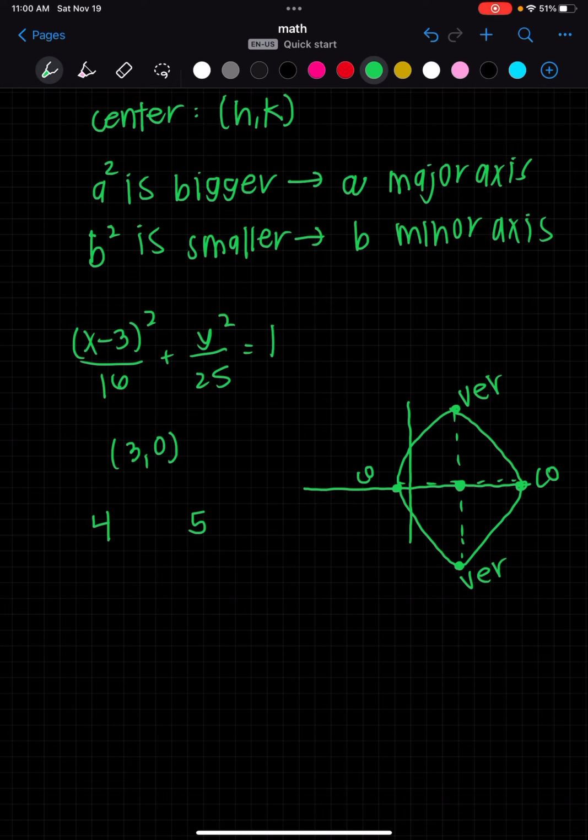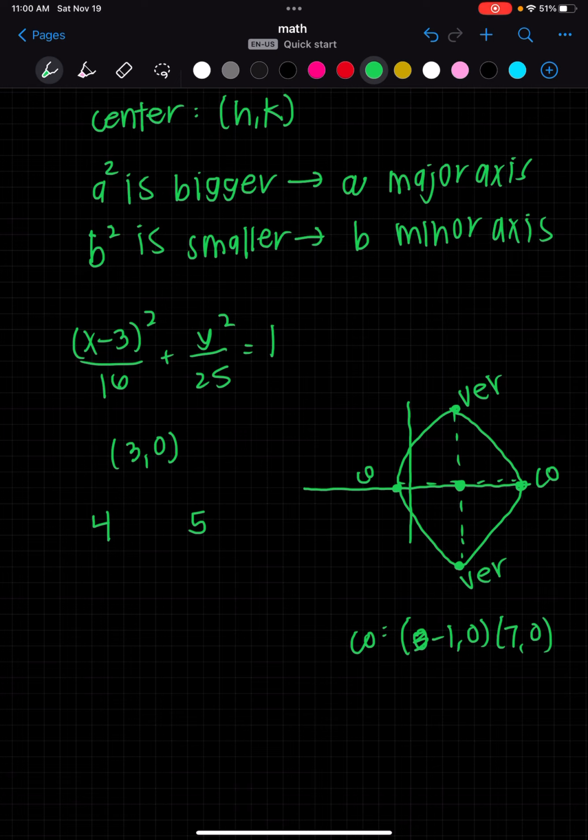These right here are your vertices, and then these ones are your co-vertices. So I also want you to be able to say, oh, my co-vertices are negative 1 comma 0, and let's see, 3, 4, 5, 6, 7, 7 comma 0. And then my vertices are this and this. I want you to be able to write those points down.